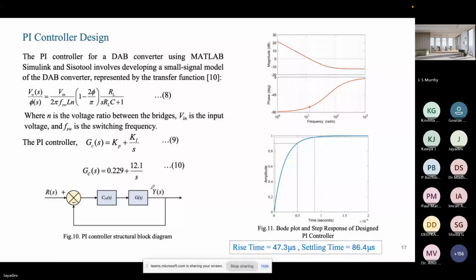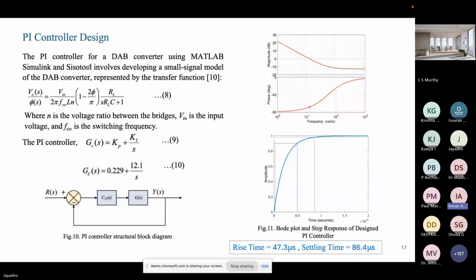As this DAB converter is used to stabilize the DC link voltage, to do the voltage control we need a controller so that the voltage will be stabilized. For that, we are designing a PI controller. You can design a PI controller mathematically, but as we know the transfer function, we are using the MATLAB SISO tool. I'll show you how to design the PI controller in MATLAB from the SISO tool.